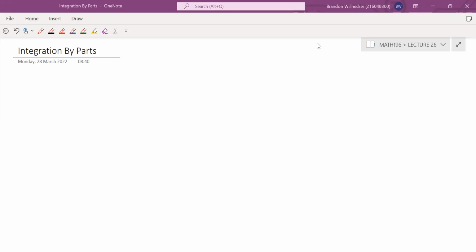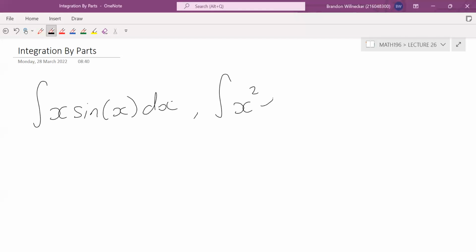Hi everyone. So this week we're going to take a break from looking at those volume questions and start looking at a new integration technique called integration by parts. With this technique, we can look at problems that look like this: something like x sine of x dx, or the integral of x squared e to the x. Things like this, where we have a product of two functions.